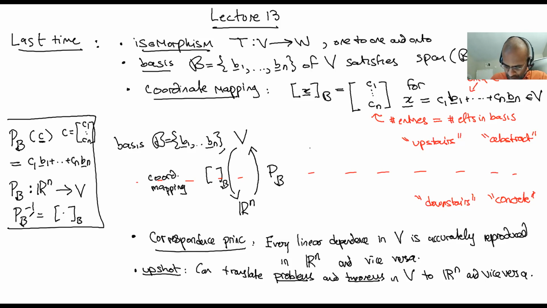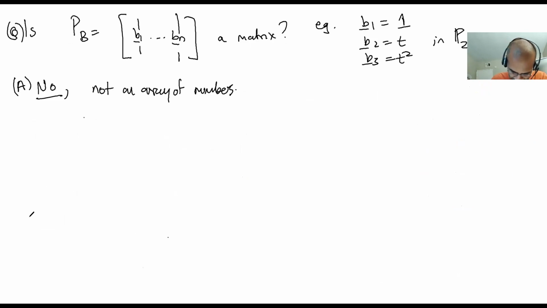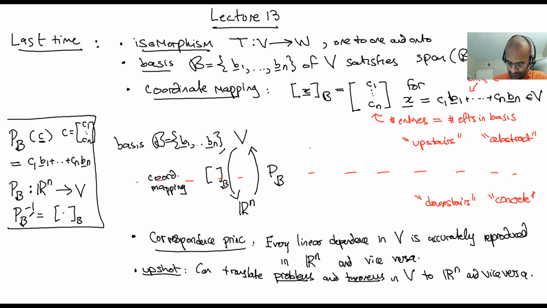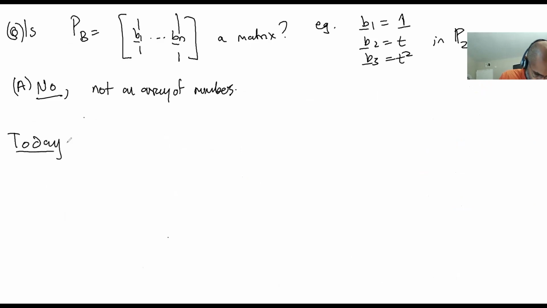Okay. So today, I said we can translate problems and theorems in V to problems in Rn, right? Last time we translated a problem about linear independence from P2 to R3. And today I'm going to show you how to translate some theorems. So what are we going to do today? I'm going to talk more about the dimension of a vector space. I'm going to prove some nice theorems about it, like the too many vectors theorem and so on. And then I'm going to extend the correspondence principle to linear transformations.